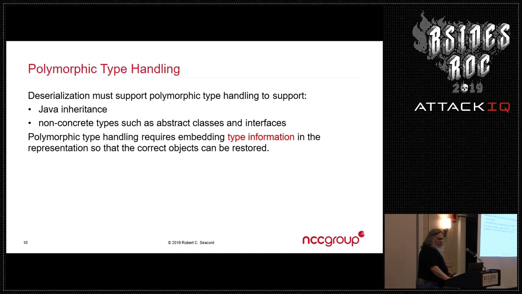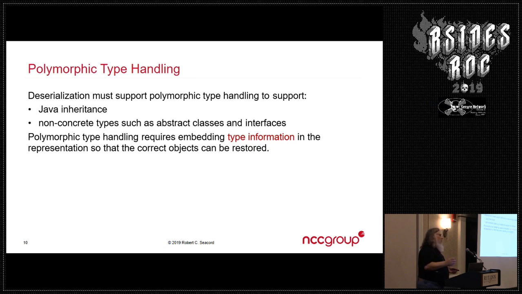The problem is that polymorphic type handling requires embedding type information into the JSON representations, so that those objects can be correctly restored. And again, because Jackson likes to do everything for everyone, there are several different mechanisms they use for embedding the type information into the object. And it doesn't really matter to this talk what mechanism you use. But basically, this has to be enabled to allow a correct deserialization. And the enabling of this feature is what then makes your JSON vulnerable to exploits.